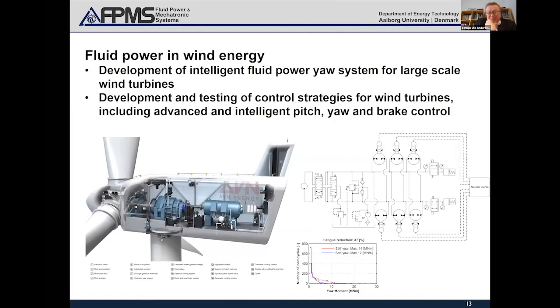I'm not going into this. This is just an example of where we did it for the yaw system. Of course, there is a nice way to do that with fluid power instead of a gearbox and so on. It's simply just more robust.